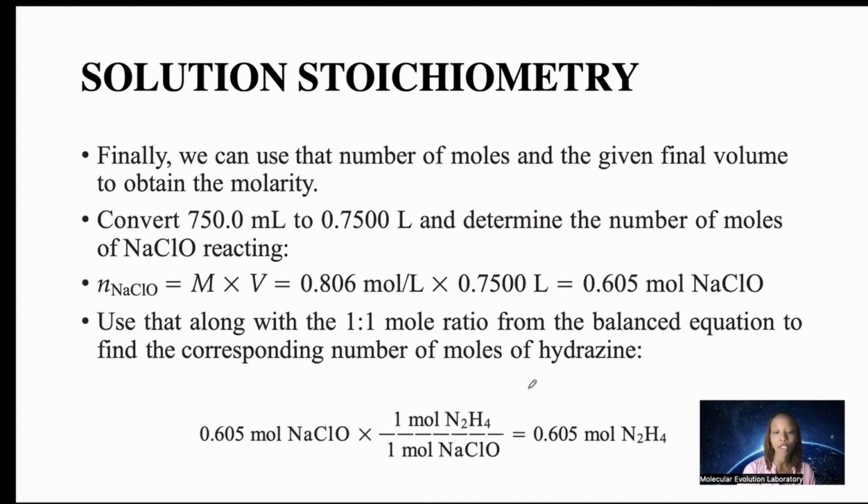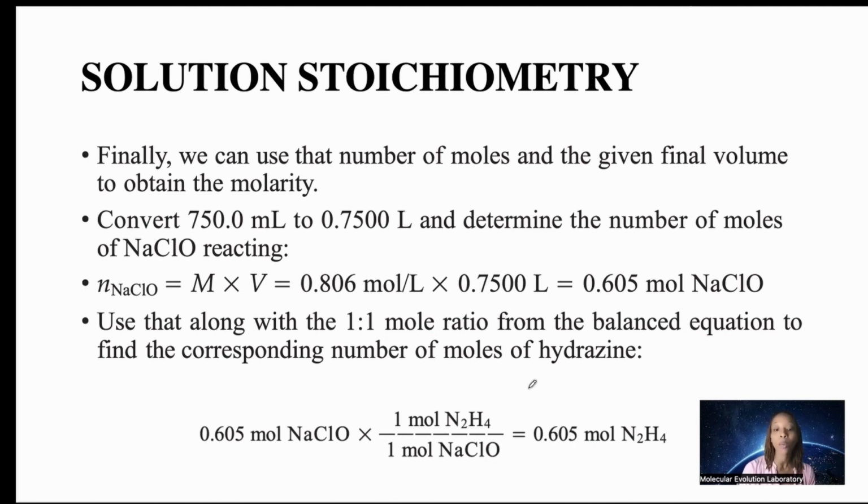So you convert 750 mL to 0.75 liter and determine the number of moles of sodium hydroxide reacting. So the number of moles is the molarity times volume, equivalent to 0.806 mole per liter times 0.750 liter, that is equivalent to 0.605 mole of sodium hydroxide.